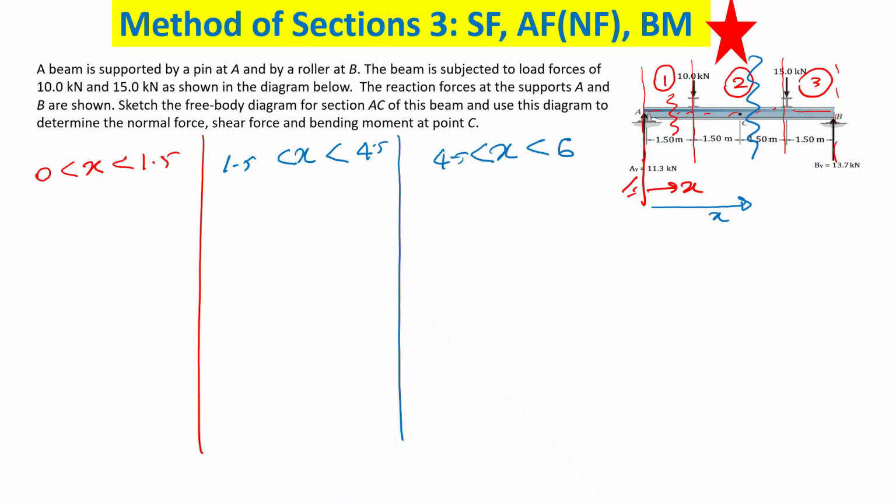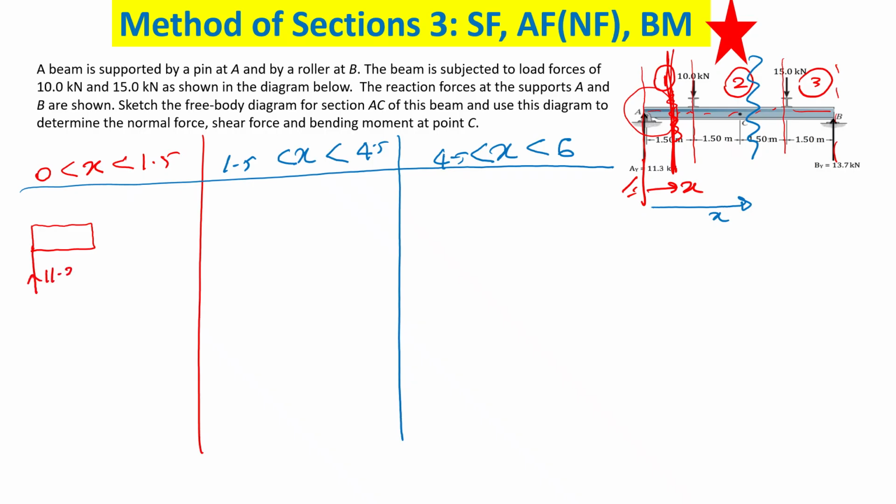Now tell me, if I cut somewhere here at the first cut, you can either consider the right hand side or the left hand side. I'm always going to consider the left hand side of the beam. So how can I draw this part? I'm going to draw that part like this. That is the section, only considering the left hand side. I have cut the beam somewhere here and I'm drawing the left hand side. In the left hand side I have this 11.3. That's all external forces.